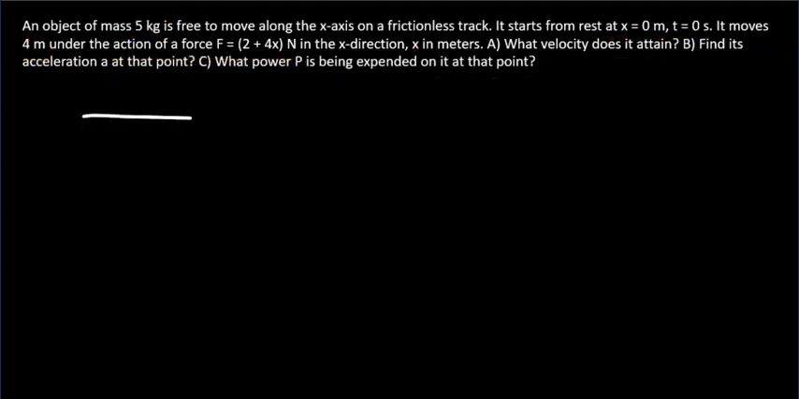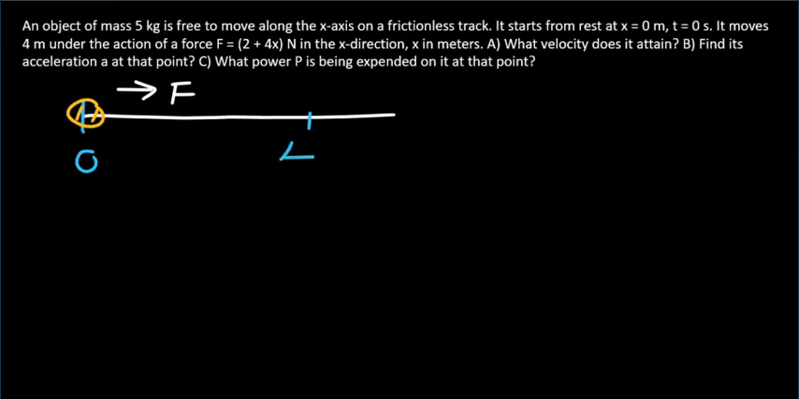So basically what is happening, this is a motion in one dimension. That is the origin. This is where the object starts to move. It moves under the influence of that force F given by that expression and gets to the point x equals 4 meters. So for part A, we want to know what velocity the object attains when it gets to that point. This can be solved using the work-kinetic energy theorem.